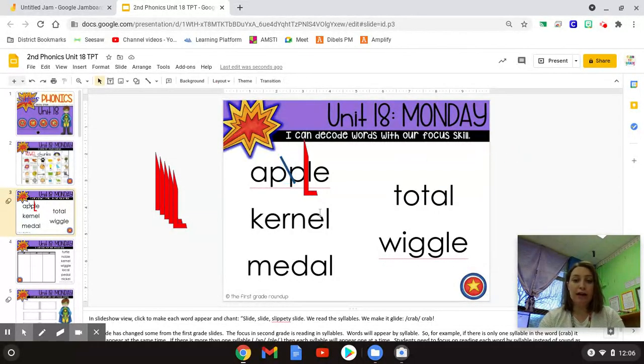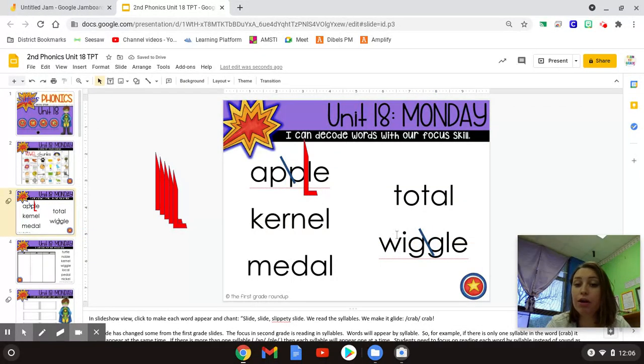Let's try another one. So let's look at this word right here. We're going to do wiggle. I'm going to kind of jump around a little bit to wiggle. How many syllables are in wiggle? Wiggle. So I've got 2 syllables in wiggle. Where can I split those syllables? Wiggle. I know that I can split syllables in between a double letter. So I'll split them right there.